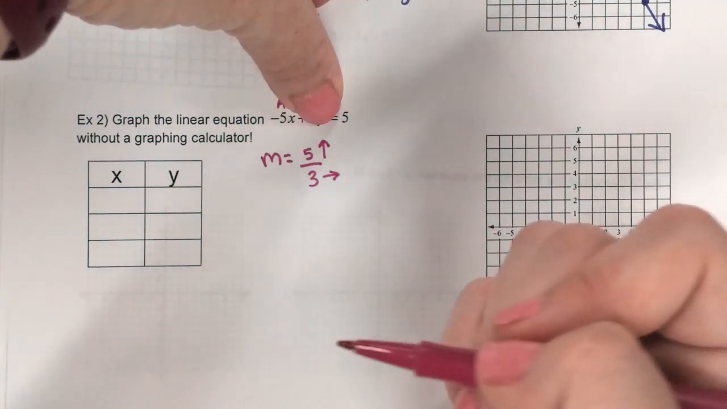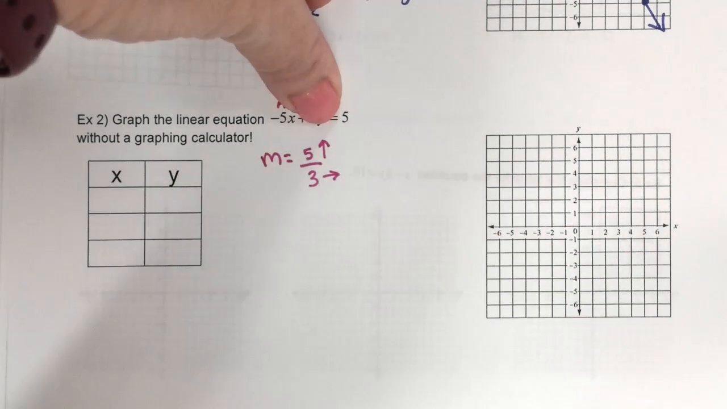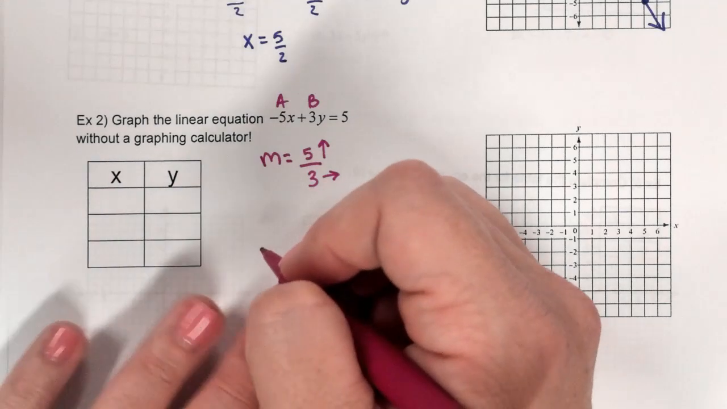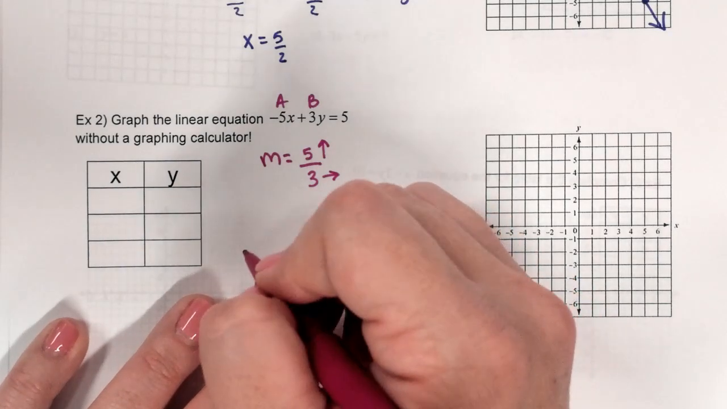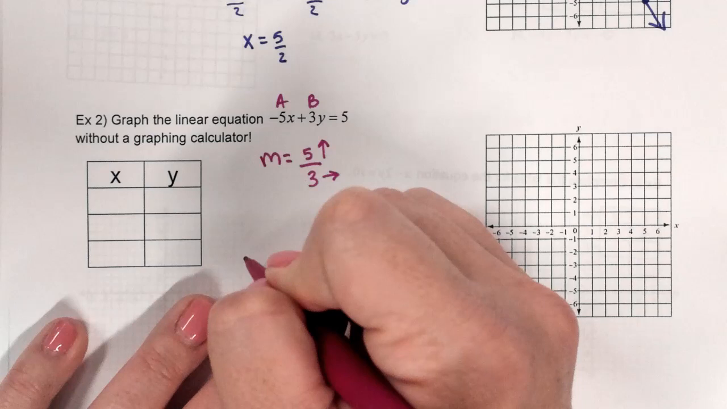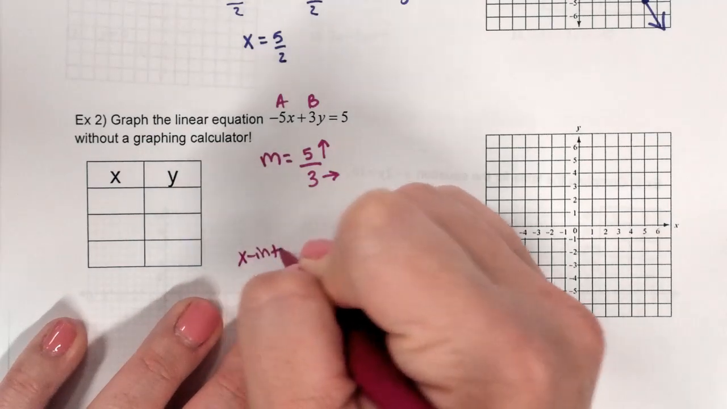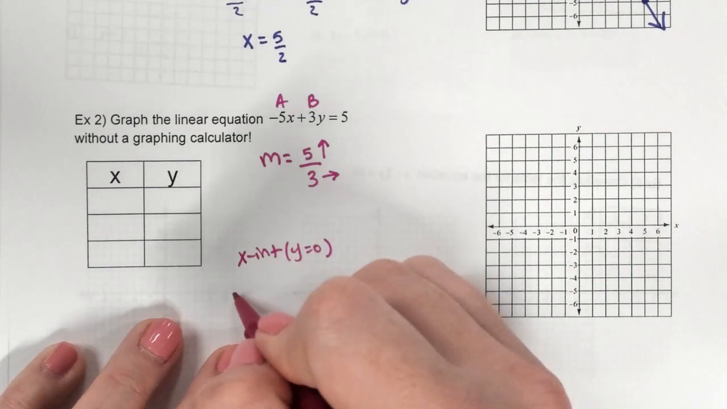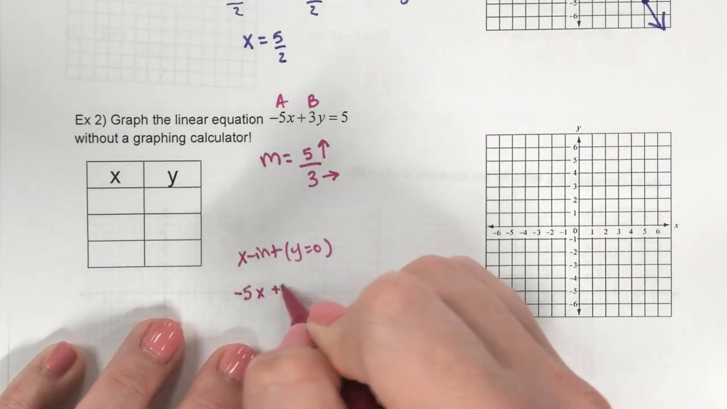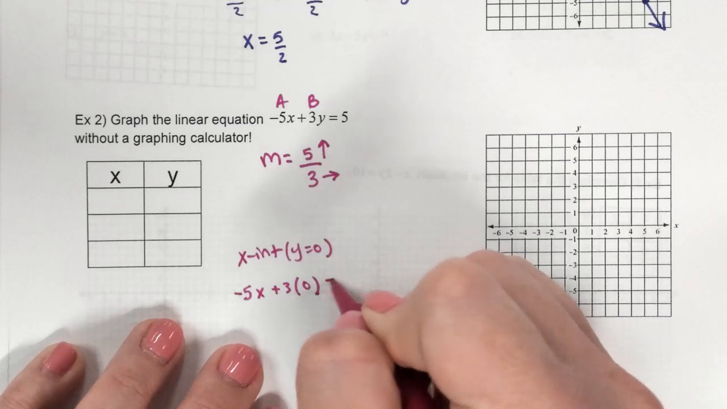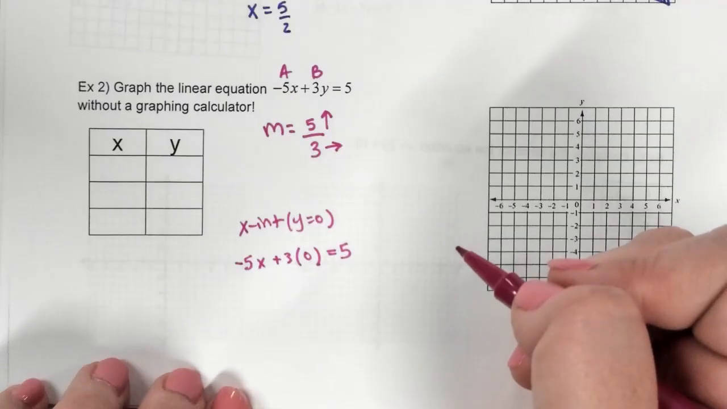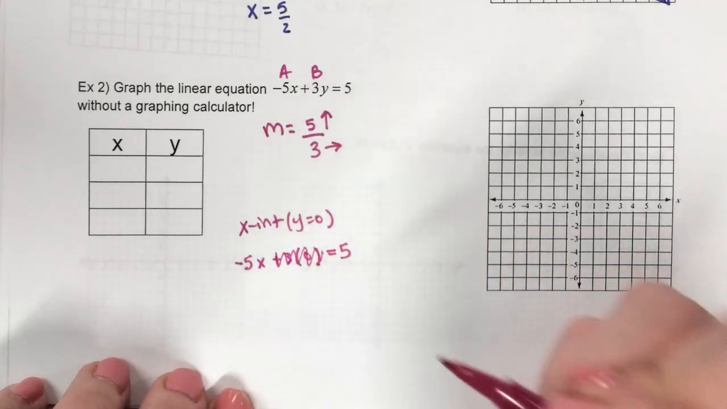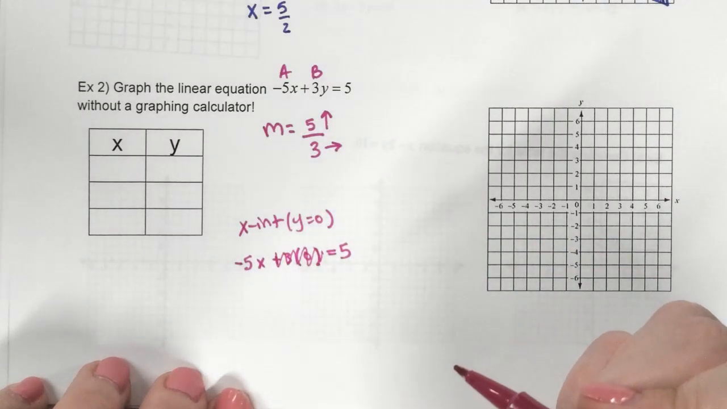Now, if you don't think of it this way, that's fine. You might have to do it twice. But if you want to look into it, I know 5 goes into 5, so I'm going to plug in y as 0. When is y 0? For which intercept? X. So I'm looking for my x-intercept. So I'm going to rewrite my equation, negative 5x plus 3 times 0 equals 5. Well, 3 times 0 is 0, so this goes away. And how do I solve that?